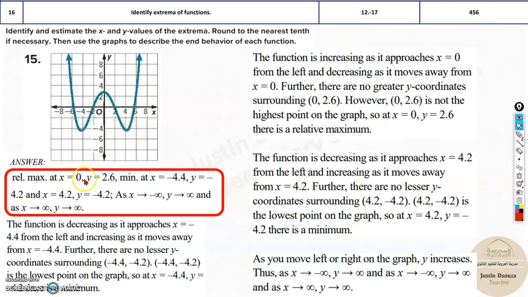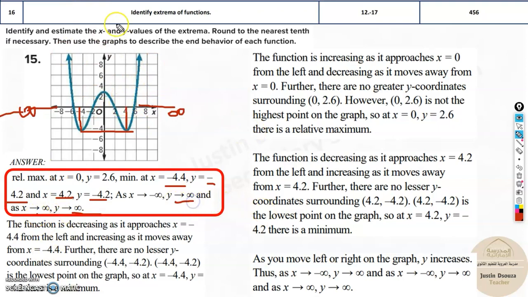Now over here, the x value for the maximum is 0 and it's about 2.6. What about the minimum? There are two minimum points. When x is negative 4 and a little more, it's negative 4.4 and positive 4.2. What is the answer? It is just above 4, that is negative 4.2 as the y value. See, it's negative 4.2. That is the minimum value. Now, what about the end behavior? As x goes to minus infinity and also plus infinity, y goes to positive infinity.